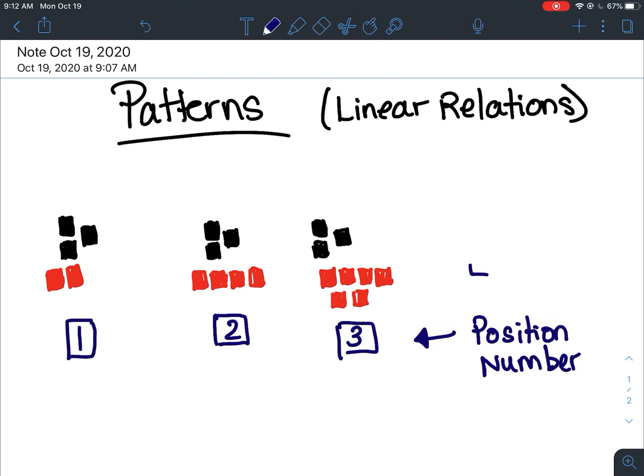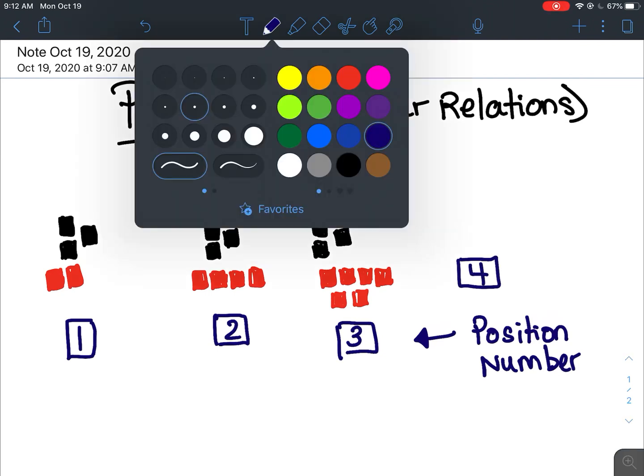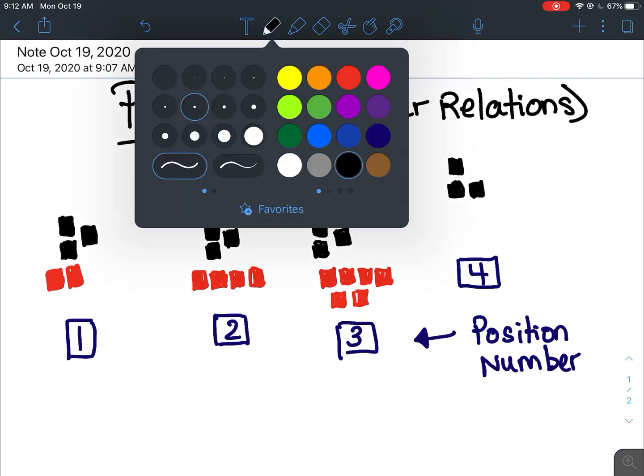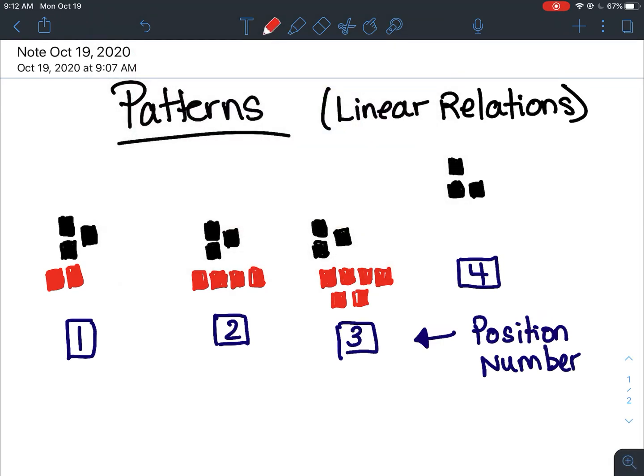You could even predict what would be happening in the fourth pattern. Well, I'm predicting, since there's 3 black tiles in every number, I'm guessing there's still going to be 3 black tiles. Okay, let's take a look at the red tiles. Here we've got 2 red tiles, then 4 red tiles, then 6 red tiles. 2, 4, 6. I'm guessing we're going to have 8 red tiles in the fourth pattern, or the fourth term. So you just see how the pattern is growing or shrinking. In this case, it's growing.